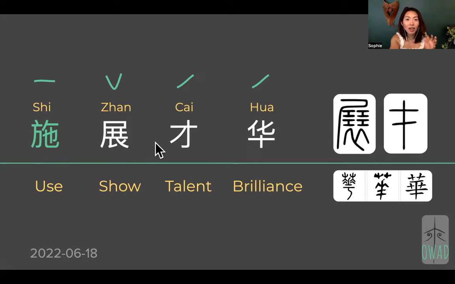Okay, 施展才华. Okay, have to be careful not to curl again. So 施, we're talking about deploy, right? Use something. That came from this flag in a wind motion, the flag look, right? So that's the use. 展. Okay.